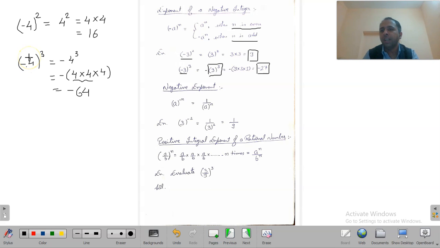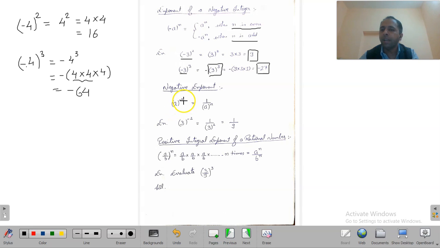But the exponent value is positive in all the examples that we have discussed till now. Now what happens when the exponent value becomes negative? अगर exponent का value negative हो तो हम कैसे calculate करेंगे? So it's very simple. Look at this example.